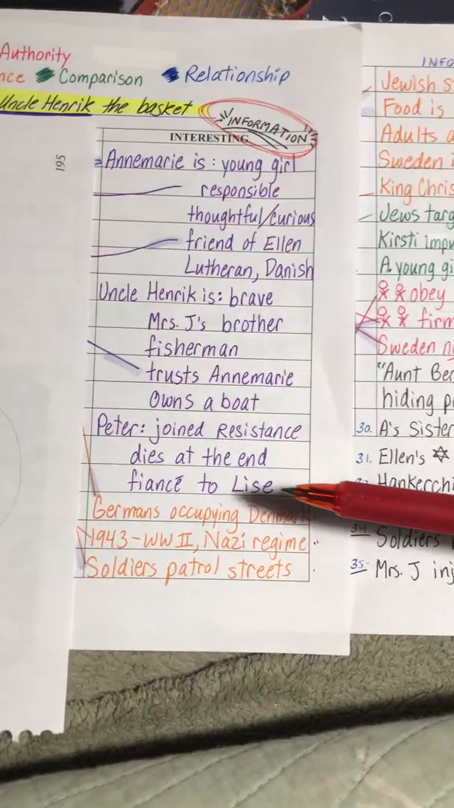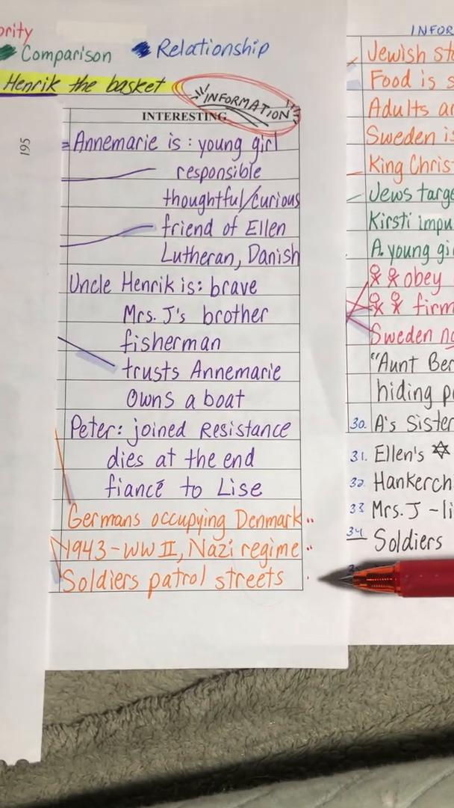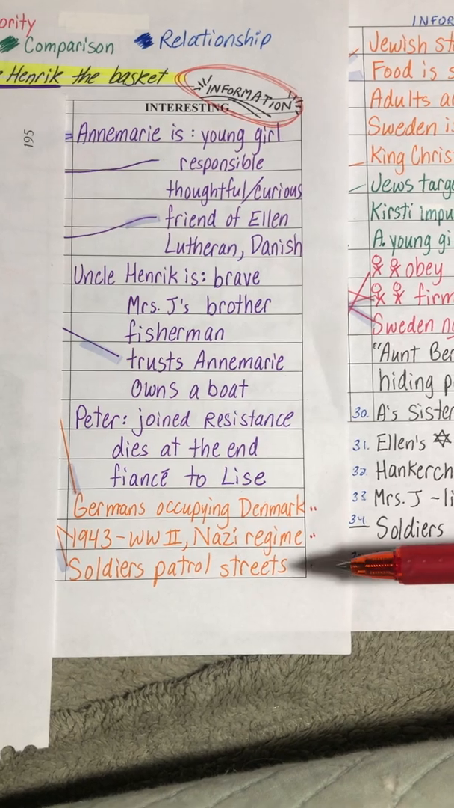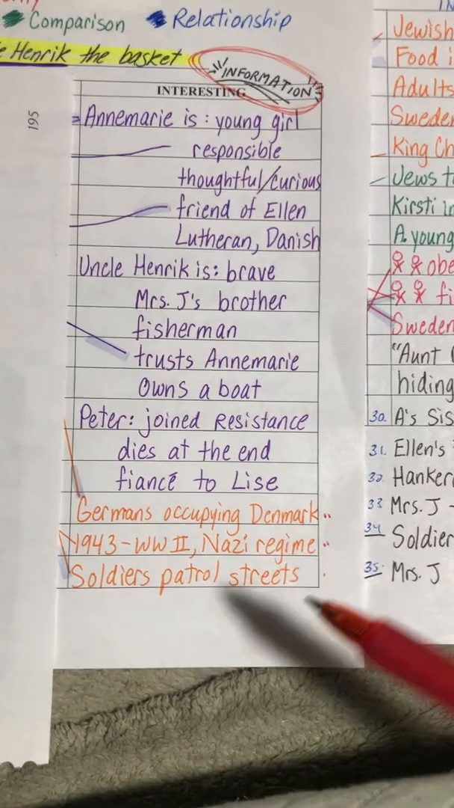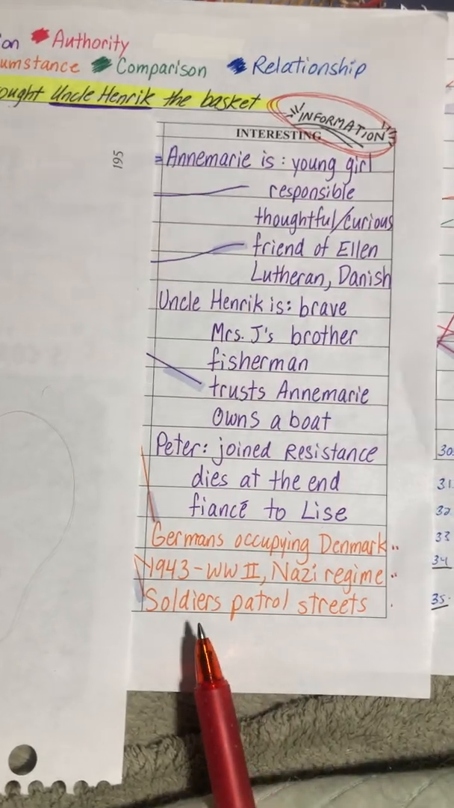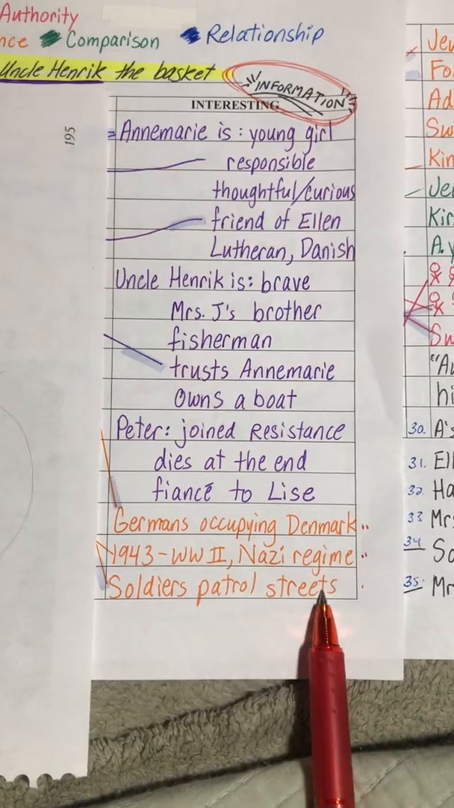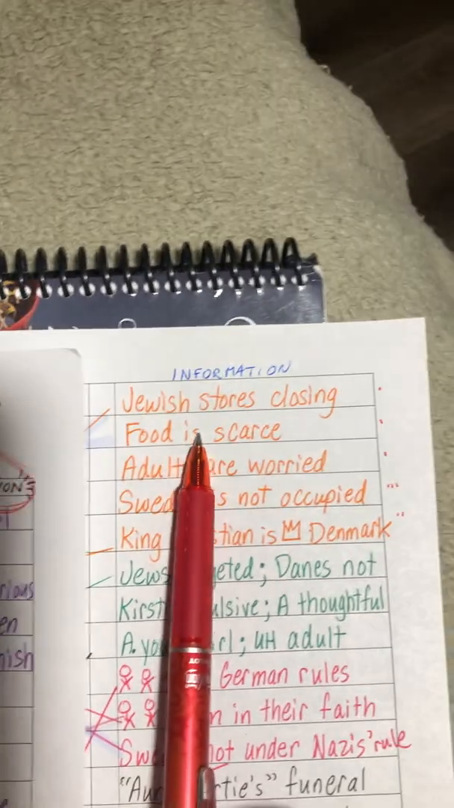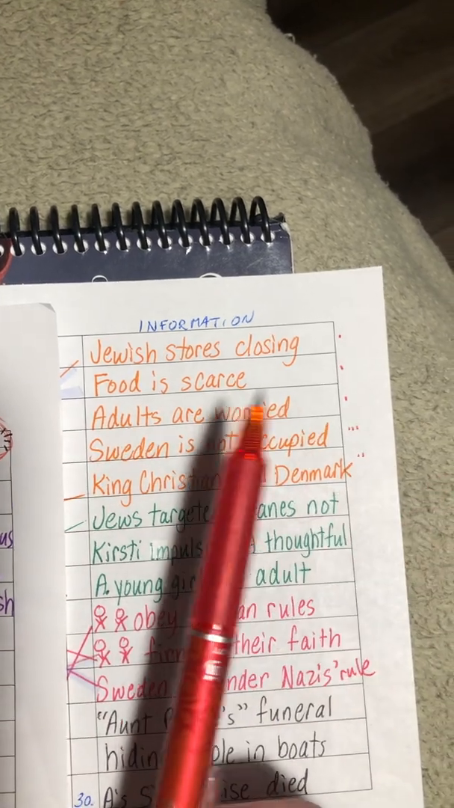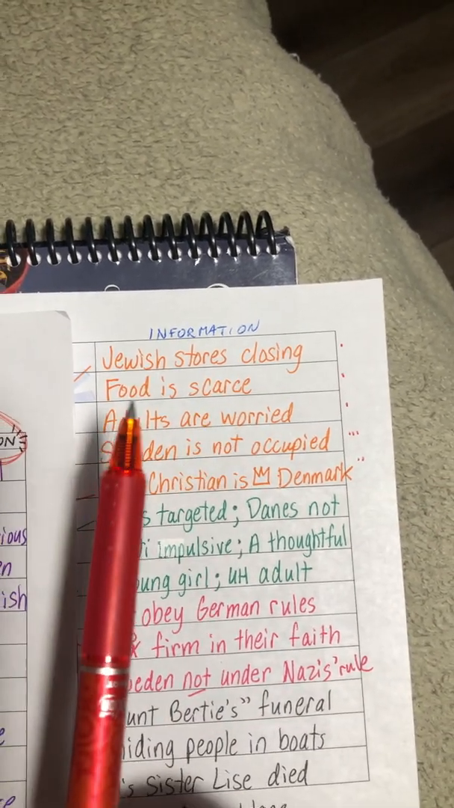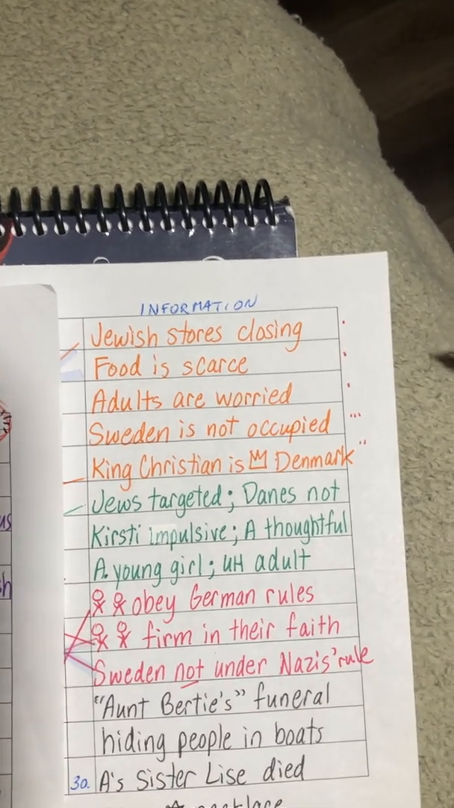Then we looked at circumstance. When you're thinking of circumstance, first you think what's happening right here, closest to the story in the book. For the characters on a daily basis, they're seeing soldiers patrol the streets. They're seeing Jewish stores closing. They're realizing that food is scarce. Those are all things that are happening right there with Ellen and Anne-Marie and the Johansons and all the characters.